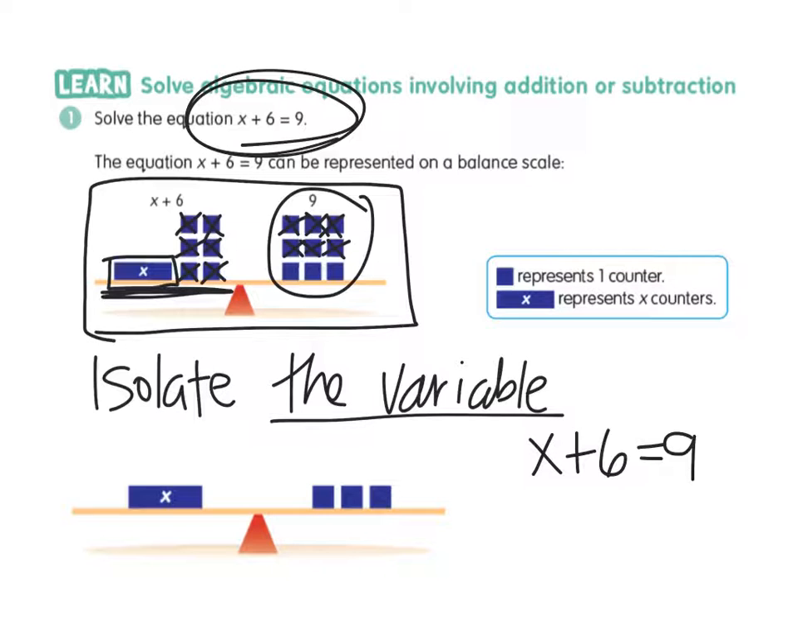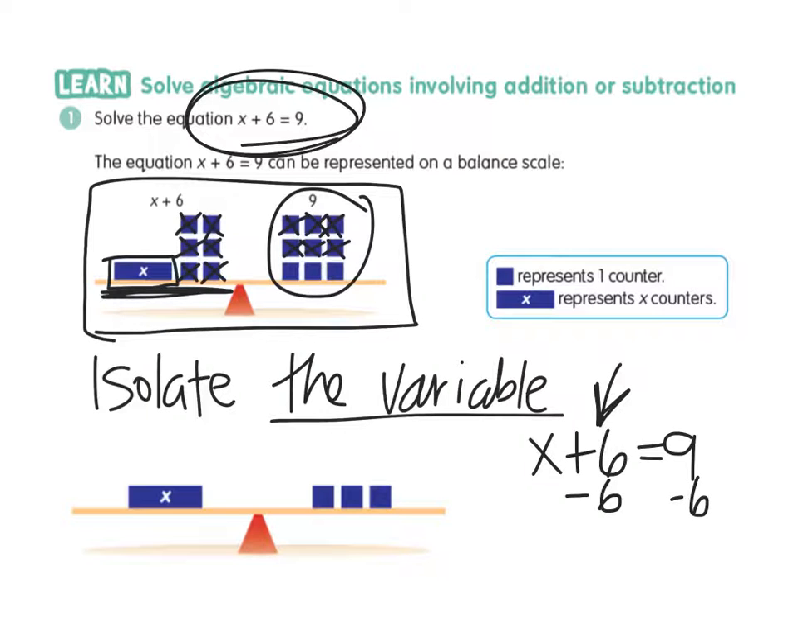To isolate the variable, I'm trying to get x by itself. I need to get rid of this plus 6. How did we get rid of the plus 6 in the picture? Well, we took them away. We subtracted them. So underneath this, I'm going to write down minus 6 because that's what we did. We subtracted the 6. But what did we do on the other side of the balance beam? We also had to take away 6 to keep it equal. So I took away 6 from the left, and I took away 6 from the right. I took away 6 on both sides, and that kept my equation equal and balanced.